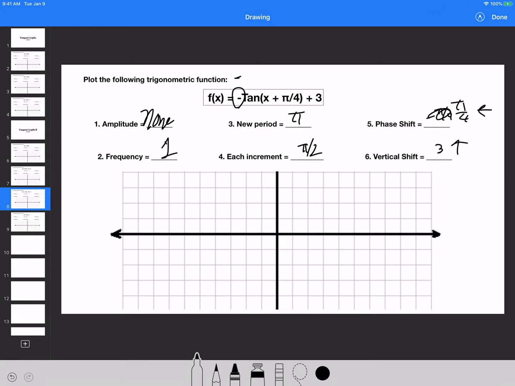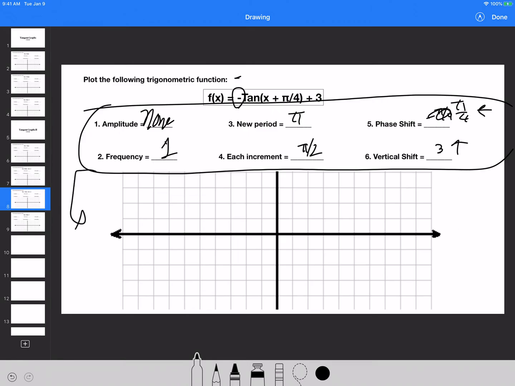Okay, now how are we going to draw this portion? Try taking a look at these 6 components here and really apply it to the graph, and then pause the video and try it on your own and then check it after you're done.